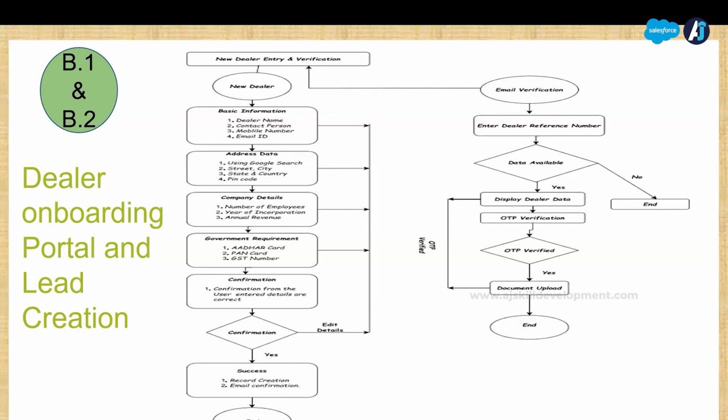Once the dealer receives the email, he has to go to the existing dealer option, put the dealer reference number and data, and it will check the data. If it is available, it will ask for the OTP verification. That OTP number has to be submitted in the box provided. Once the email is verified, a message will come, then you can upload the document. Then we'll show the demo in our org.